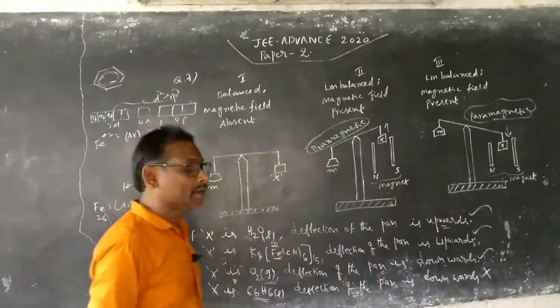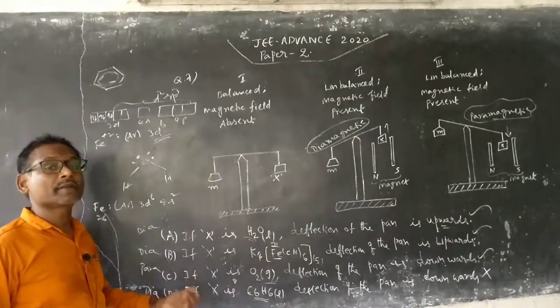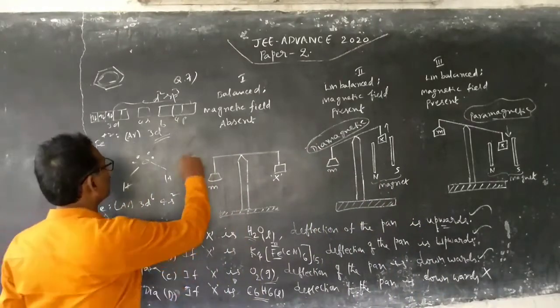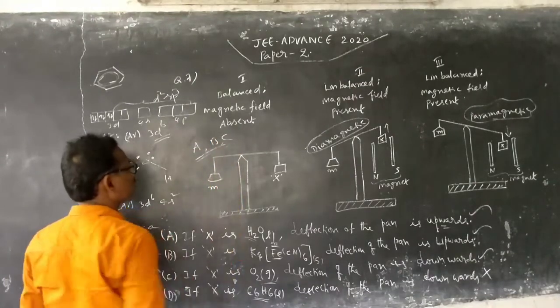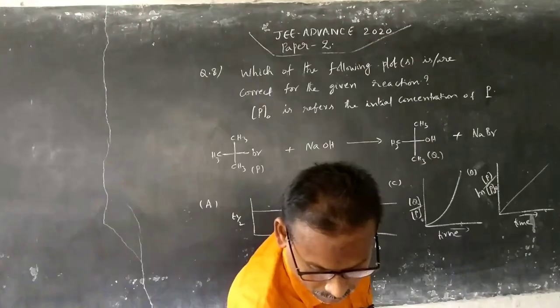So the first three statements are correct. So we can write the answer is A, B, C. A, B, C is the answer.